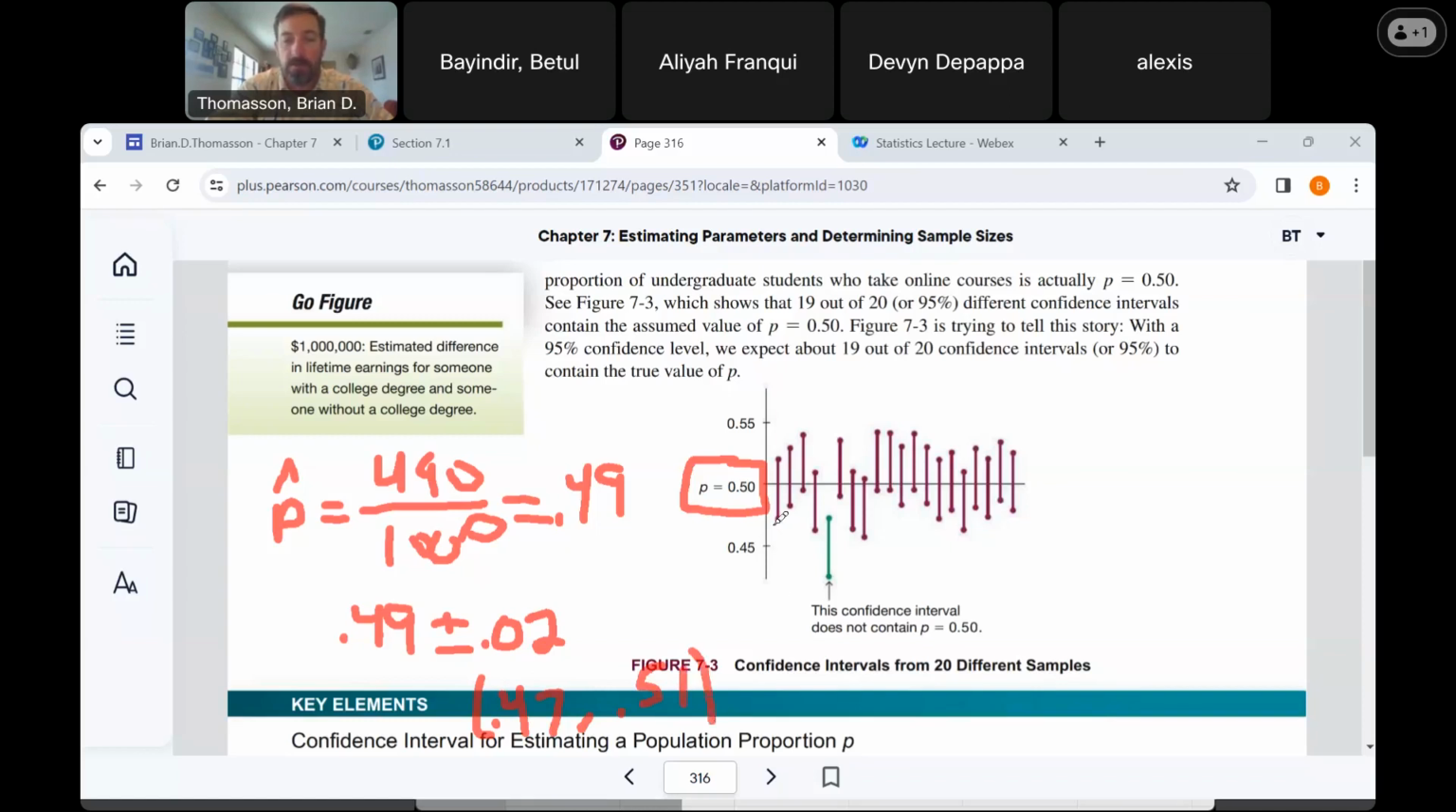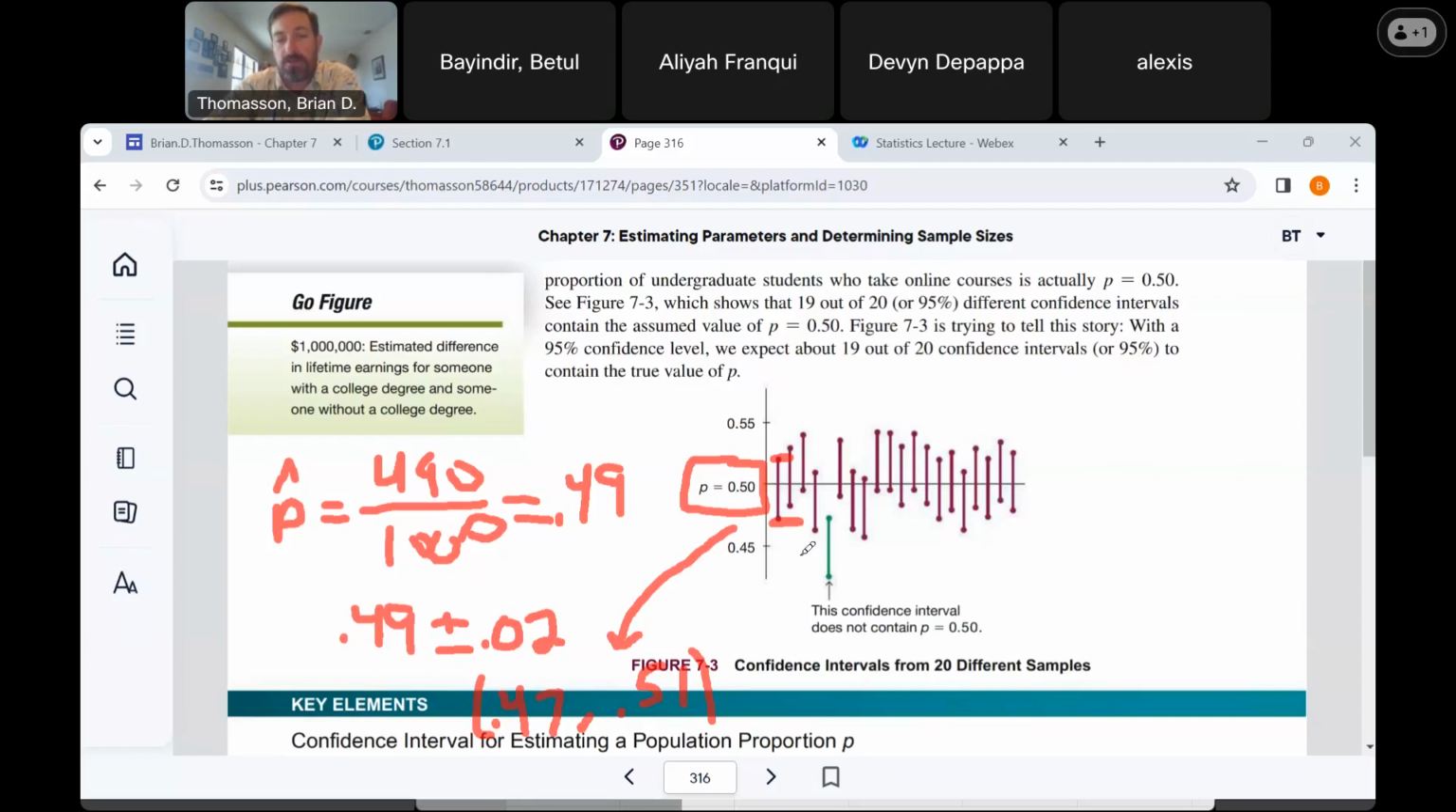That's what this red bar represents. The lower end is 0.47, the upper end is 0.51. Use your imagination a little bit here, I'm kind of trying to wing it. That's what that first red bar represents, that confidence interval. Now, what we're trying to do is say, is that true value of p, 50%, in this region? And it absolutely is. It goes from 0.47 to 0.51. So yes, the true value of p would be in that region.